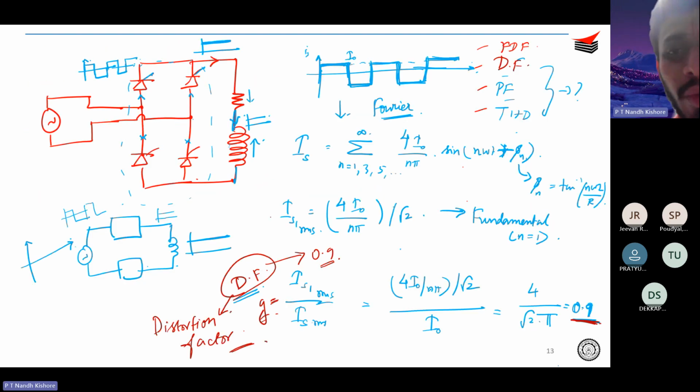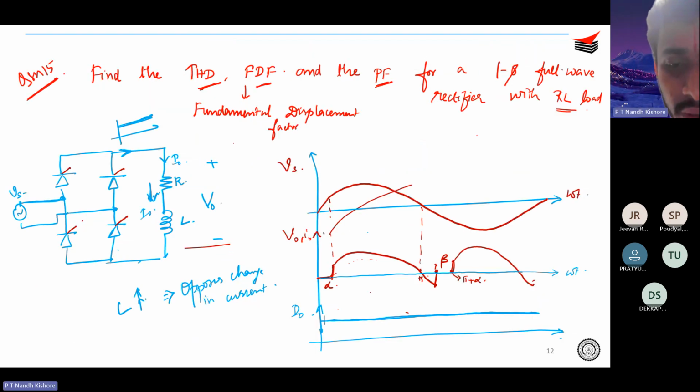Sir, one question. Does a rectifier consume reactive power? Of course it will. The reason I told you, for example, over here you see what is the shape of this source current? It's not a sinusoid, right? So then you start talking about what is the power factor. The moment you start talking about power factor, you are also talking about reactive power.